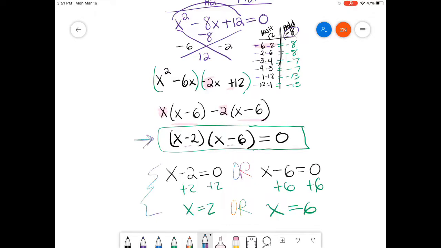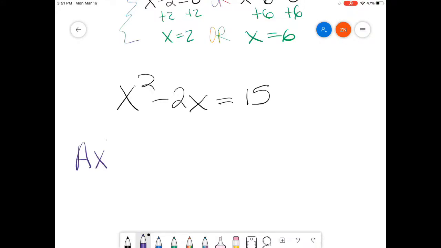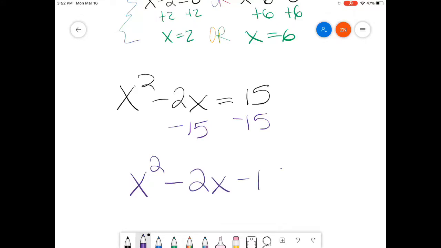Let's look at another example of these equals questions. So next example will be x squared minus 2x equals 15. Remember, we want this in ax squared plus bx plus c form. So in order to do that, I need to move the 15 to put it in its place. How do I do that? Well, this time I have a positive 15, so to move it, inverse operations would be to subtract it. My new trinomial becomes x squared minus 2x minus 15.